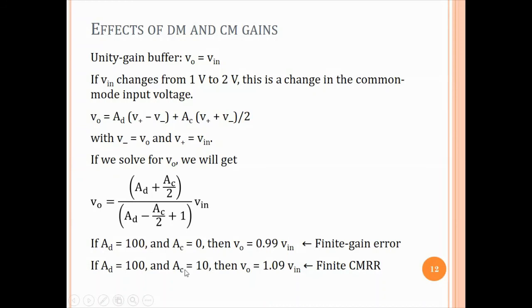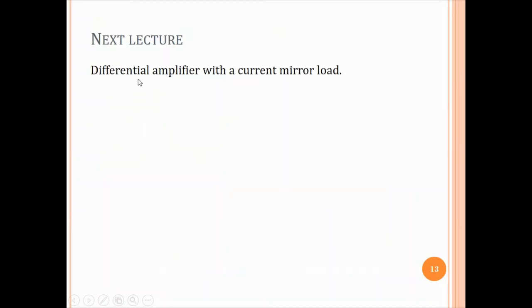All right, so a 9% error is a significant amount for a large number of applications. And so this kind of exemplifies why we want to make the common mode gain as small as possible. All right. Okay, so in the next lecture we'll talk about differential amplifiers with a current mirror load.